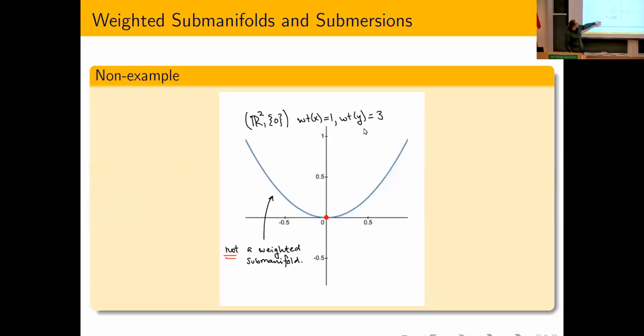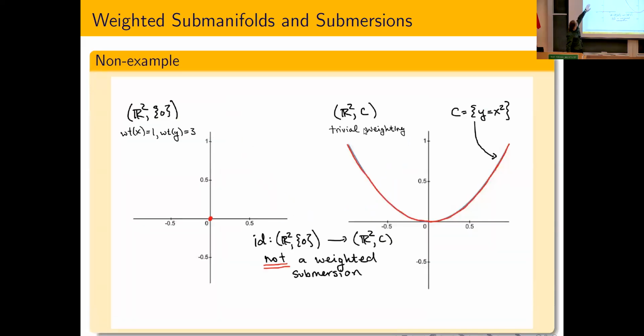Another interesting thing is a non-example. In the previous example where I gave R squared the weighting by declaring x has weight 1 and y has weight 3, I can look at the parabola y equals x squared, and this is not a weighted submanifold, even though they intersect cleanly. And another example: if I give R the weighting as before, x has weight 1, y has weight 3, I could also give R the order of vanishing weighting along the parabola y equals x squared. Then the identity mapping from this R to that R is not a weighted submersion.